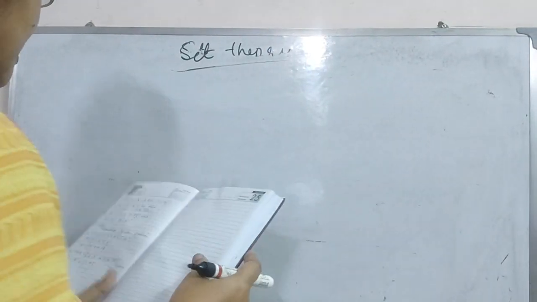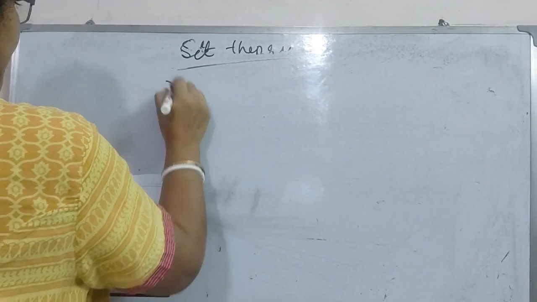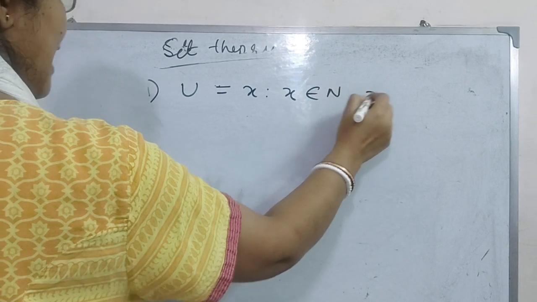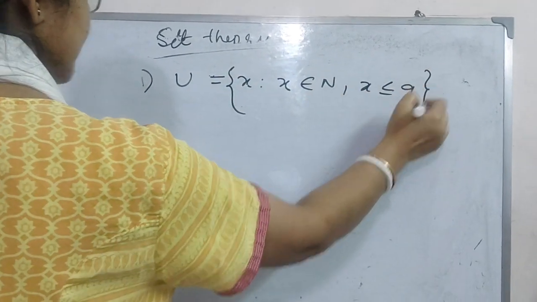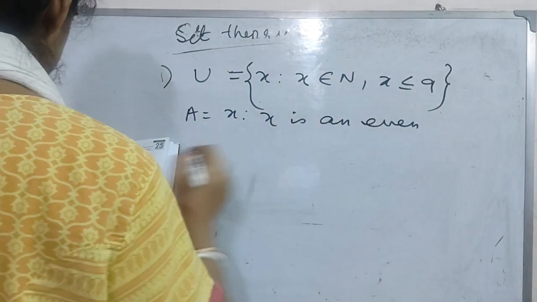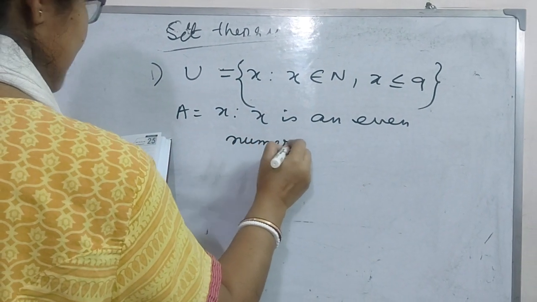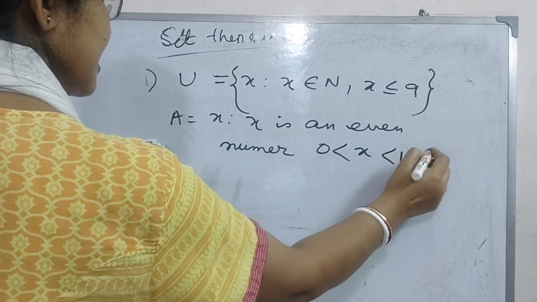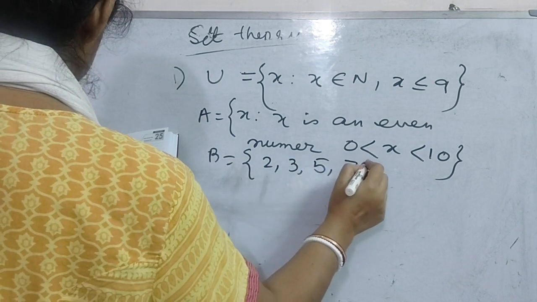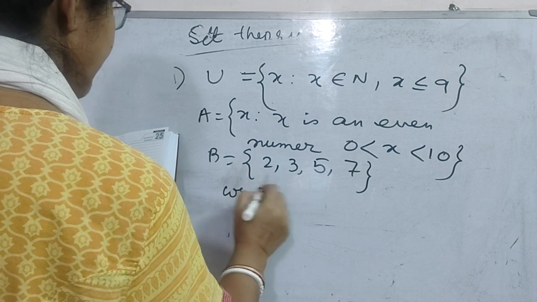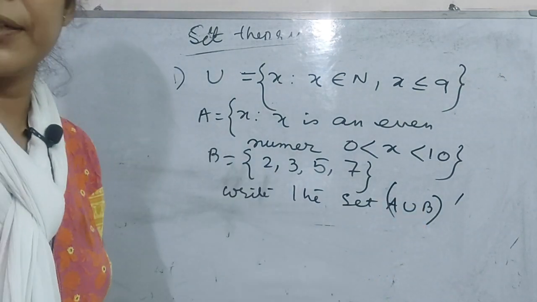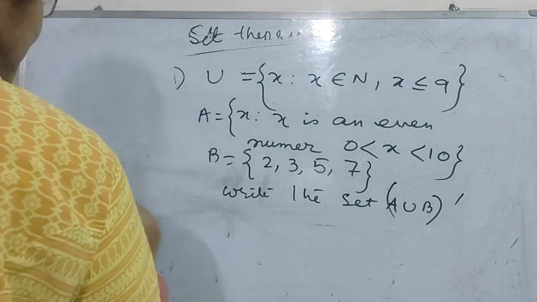This sum is on set theory. Sum number 1. If A equals {x : x belongs to N and x is less than or equal to 9, x is an even number, x greater than 0 and less than 10} and B equals {2, 3, 5, 7}, write the set (A union B) complement. Okay, according to the question, solution.